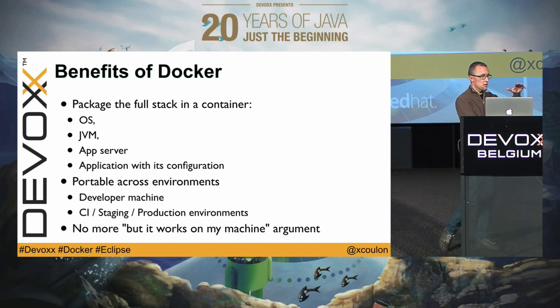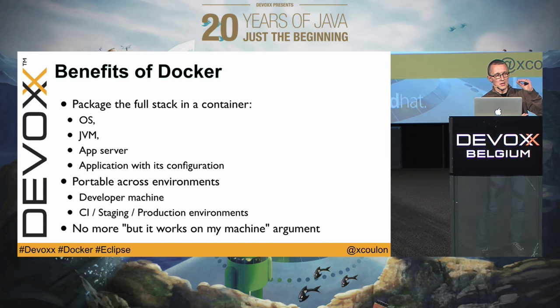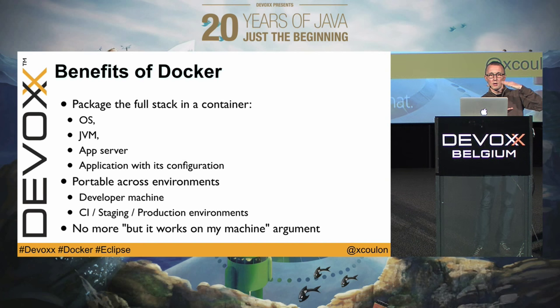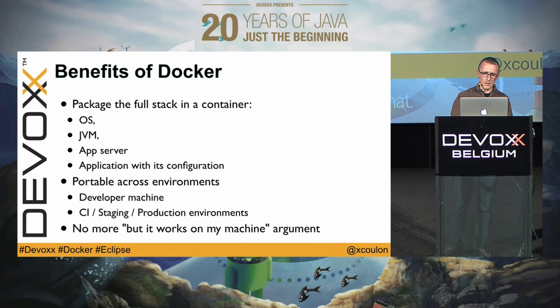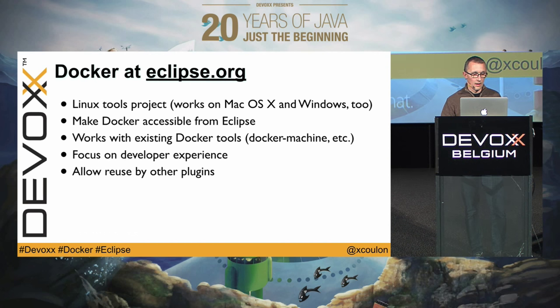So maybe you will have your application in a container and your database in another container, for example. But inside this application container, you have all your stack, OS, JVM, with everything you need, very specific. And the thing is, you have the same stack on your machine and on your other environments. So this is a good way to have no more of the "but it works on my machine" kind of argument.